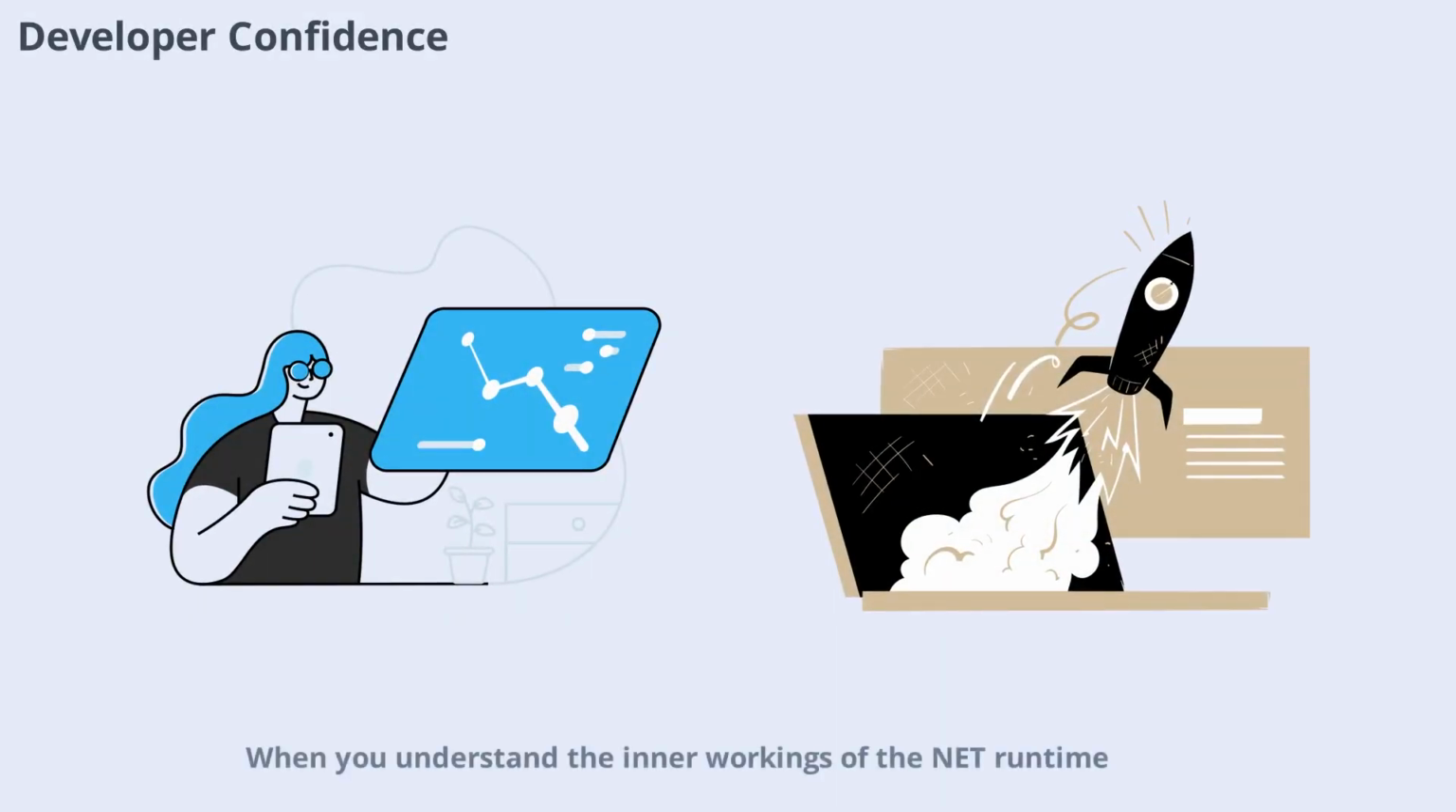When you understand the inner workings of the .NET runtime, you gain confidence in your development process. You can anticipate how your code will behave, optimize for performance, and design for reliability. This knowledge empowers you to make informed decisions, avoid common pitfalls, and deliver high-quality software. The .NET execution pipeline is your ally in building robust applications.